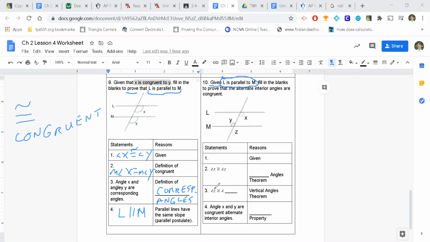Three tells us that angle Z is congruent to another angle because of the vertical angles theorem. So if I look at this picture, what angle is vertical with angle Z? There's only one other angle left, right? That goes right here.